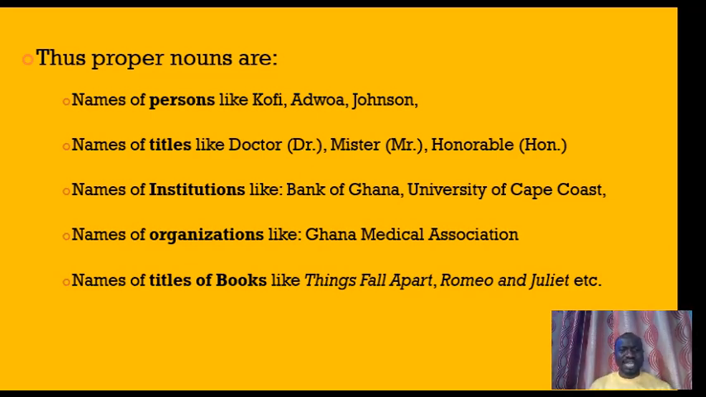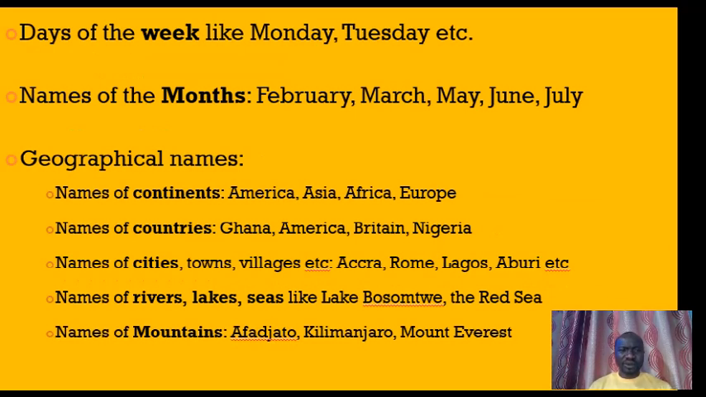We also have names of titles of books, Things Fall Apart, Romeo and Juliet. We have days of the week like Monday, Tuesday, Wednesday, which are all considered proper nouns and you have to treat them as such. Names of month, February, March, May, June, July. Geographical names, names like continent, America, Asia, Africa, Europe. Names of countries, Ghana, America, Britain, Nigeria. Names of cities, towns, villages, Accra, Rome, Lagos, Aburi, Tepa, Kumasi, Mabai, Manfo. Names of rivers, lakes, sea, like Lake Bosomtwi, the Red Sea. Names of mountains, Afadjato, Kilimanjaro, and Everest.